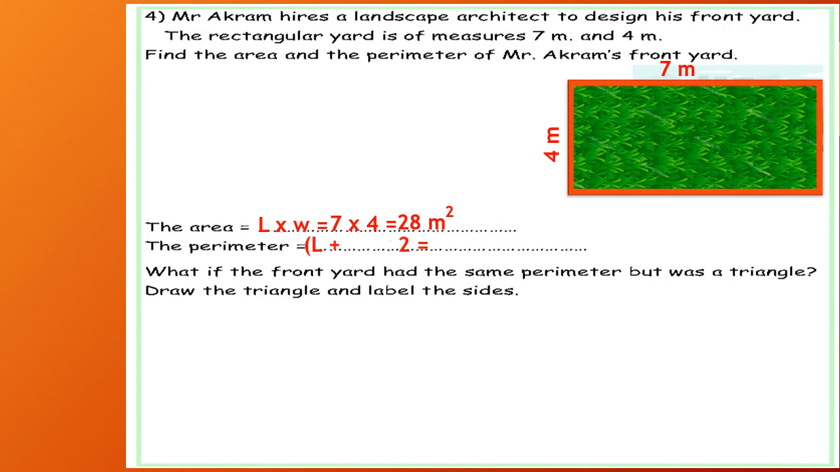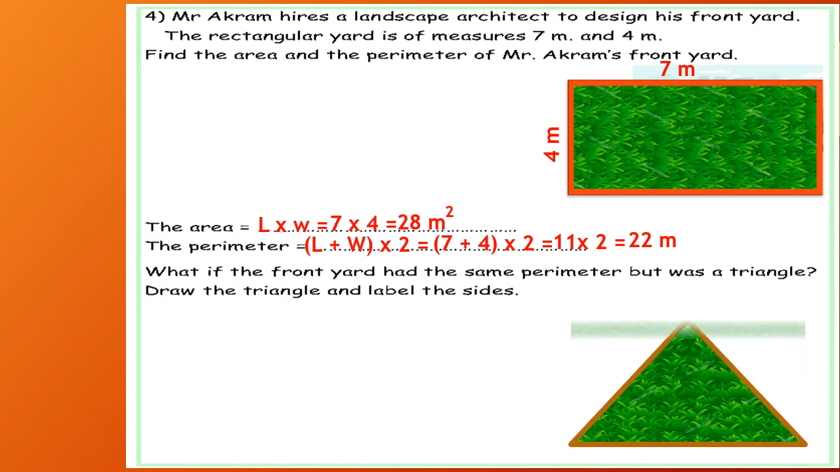and the perimeter, length plus width by 2: 7 plus 4 by 2, 7 plus 4 equals 11, 11 by 2 equals 22 meters. What if the front yard had the same perimeter but was a triangle? Draw the triangle and label the sides.